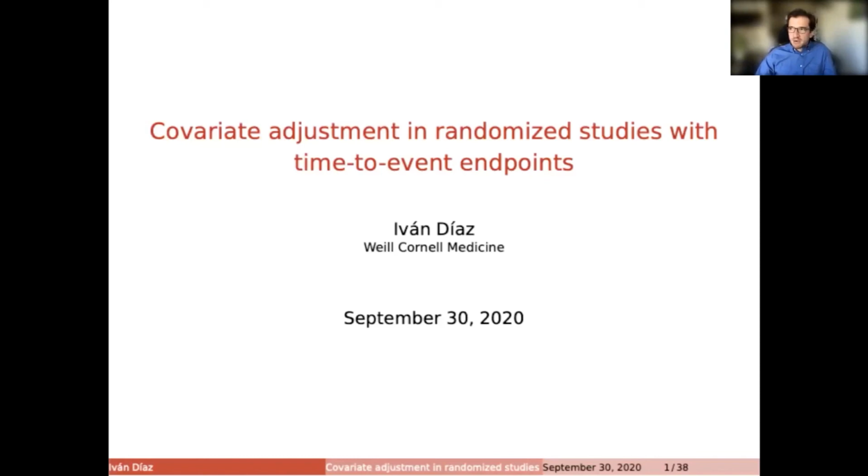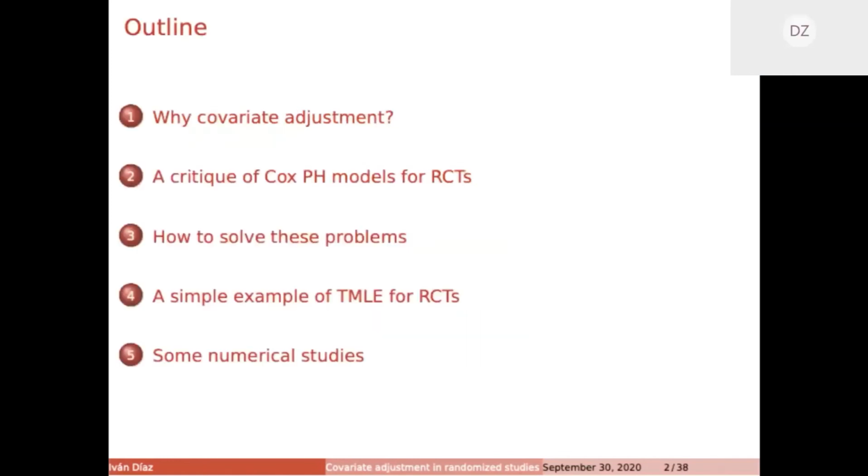But I'll basically focus on how to use parametric models for randomized studies. What's the correct way to use parametric models for randomized studies, and when you can and cannot, and how to do it properly, with a focus on time-to-event endpoints, as Susan said. But I will also briefly address the problem of ordinal outcomes, which is very similar to the problem of time-to-event endpoints.